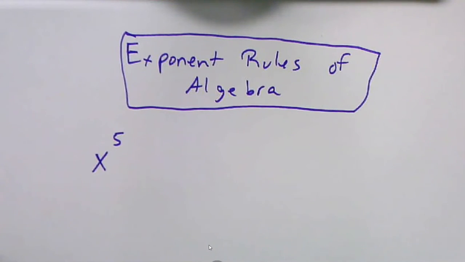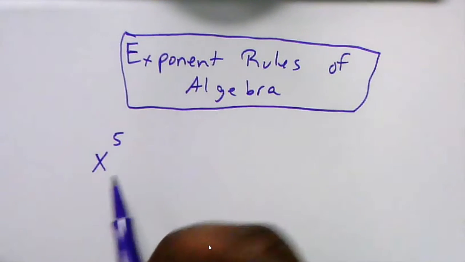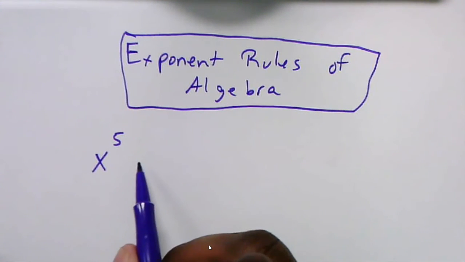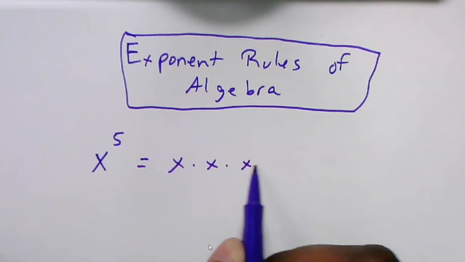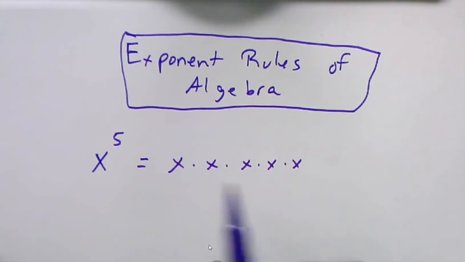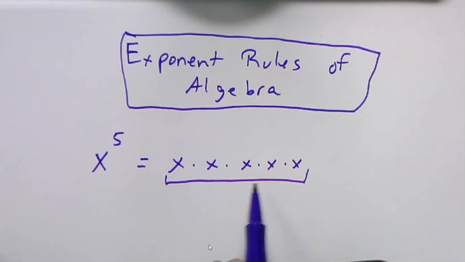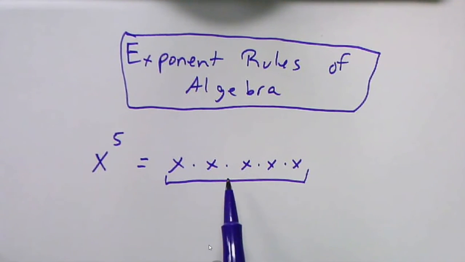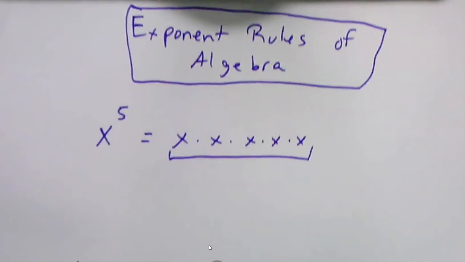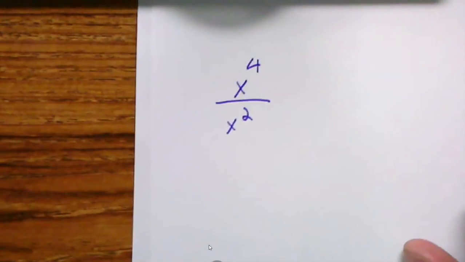Okay, so this video is about exponent rules of algebra. First rule we have to know is this. If I gave you x to the fifth power, the expanded version of x to the fifth power is x times x times x times x times x. Or you have them multiplied together 5 times. So that means x to the fifth power. That goes for any power. So it'd be third, fourth, or whatever. It means multiply by itself that many number of times. Alright, that's one exponent rule.